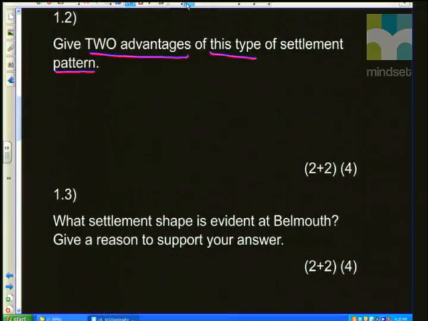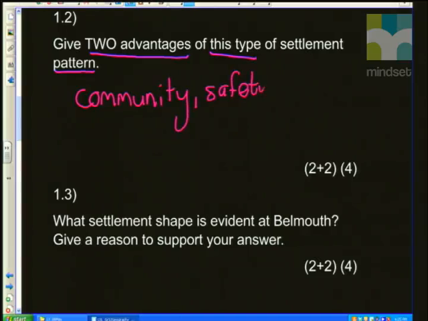All right. So 2 advantages: a sense of community, all right, safety in numbers, and we can also share the workload, especially if you're working on a farm.